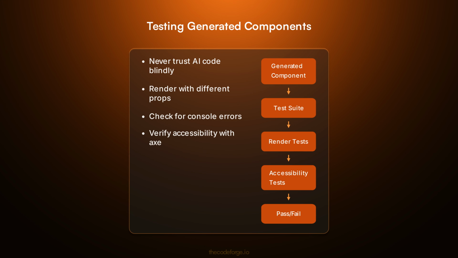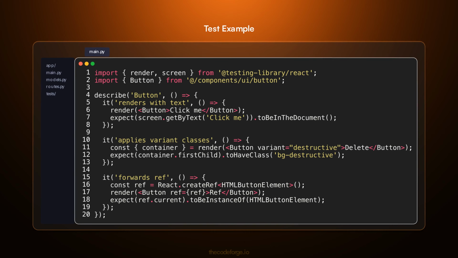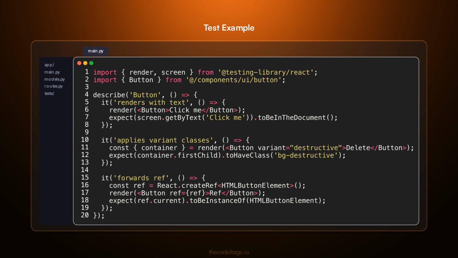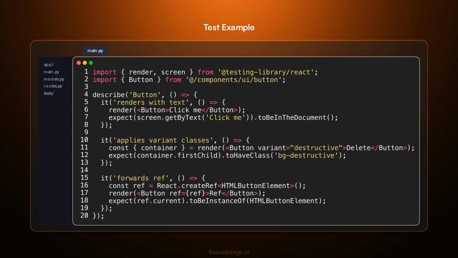Render each component with different props, check for console errors, and verify accessibility with axe-core. Automate this with a script. This test suite checks rendering, variant classes, and ref forwarding. Don't skip testing because AI generated it. I've seen a missing key prop cause a full-page re-render.